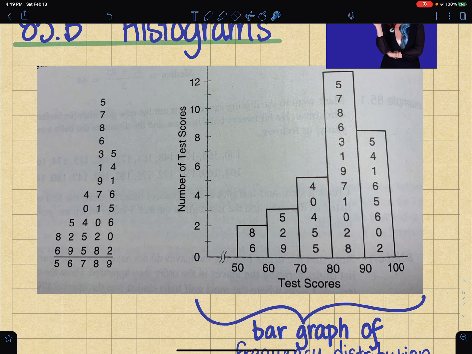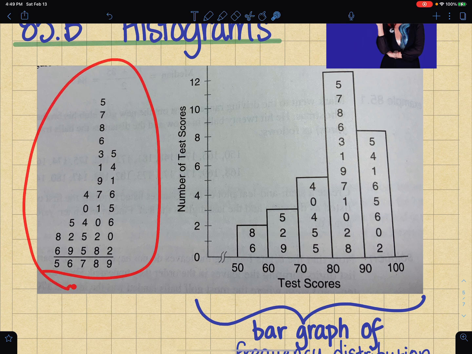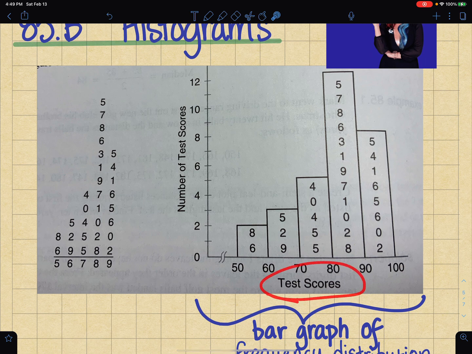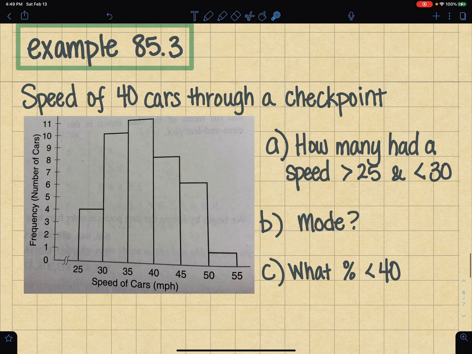And so you can get the same information from a histogram plot, but usually this is just a bar with like a color or something, and all of these numbers aren't there. So a histogram actually has a little bit less information than this does, because this has all the raw data, and the raw data is not usually in the histogram, but it makes it easier to sort of eyeball what's going on. Okay, let's do example 85.3.